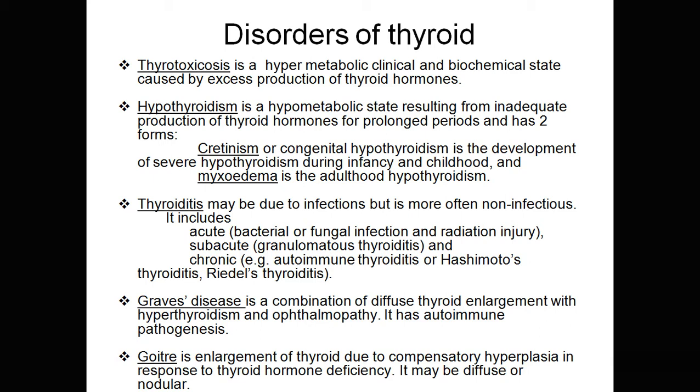Cretinism is the congenital form. Myxedema is adulthood hypothyroidism. So cretinism affects the development in infancy and childhood. So the children become very short.